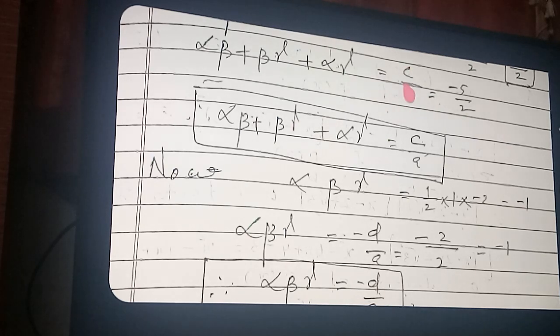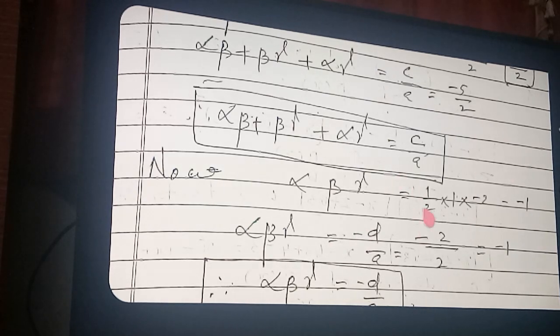So in the place of c, what is the value of c? Minus 5. And the value of a, what is coming? So you got minus 5 by 2. Previously we found the answer is also minus 5 by 2. Therefore alpha beta plus beta gamma plus alpha gamma is equal to c by a. That also you verified. Now the third case, alpha beta gamma.